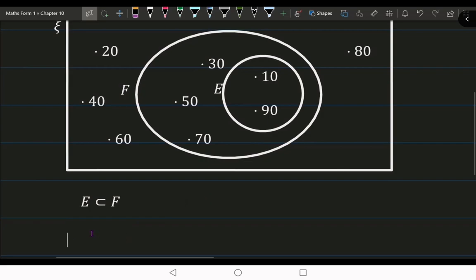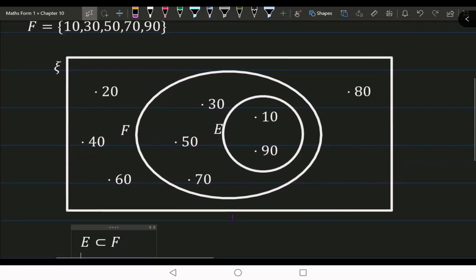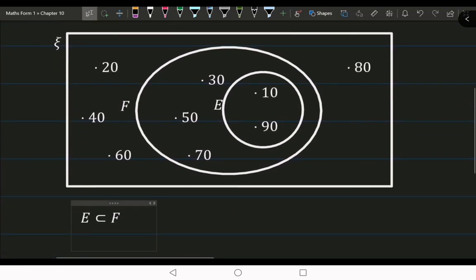So what is a complement of F? Now we are going to talk about the complement of F. We write it down like this. I need to write it down in order for you to understand. This one is subset.